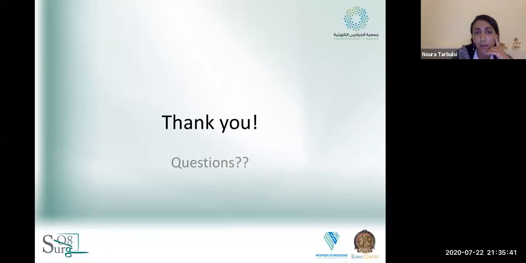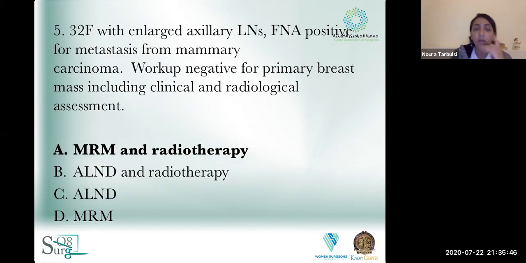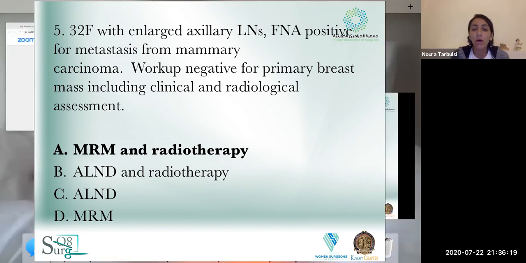All right. Now for the last question. 32-year-old female with enlarged axillary lymph node. Fine needle aspiration was positive for metastasis from mammary carcinoma. Workup negative for primary breast mass, including clinical and radiological assessment. So what's the management? We did not discuss this, but I love this question. It's a classic exam question. Modified radical mastectomy and radiotherapy, axillary dissection and radiotherapy, axillary dissection alone, modified radical mastectomy alone.